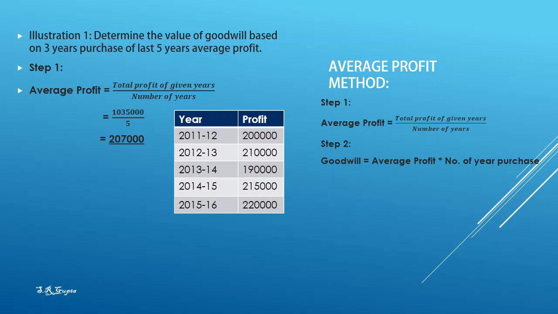Now we will go for step 2. Step 2 is goodwill. Goodwill is equal to average profit into number of years purchase. So the average profit we got is 2 lakh 7,000, and the number of years purchase given in the question is 3 years of purchase. So the goodwill of this firm will be 6 lakh 21,000.